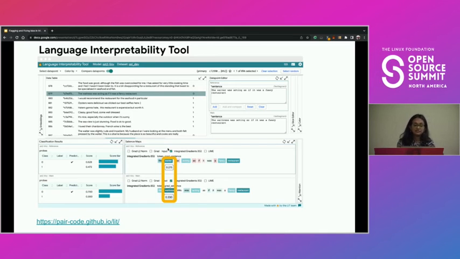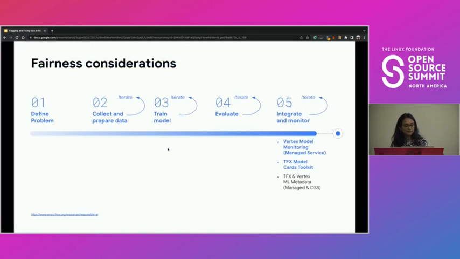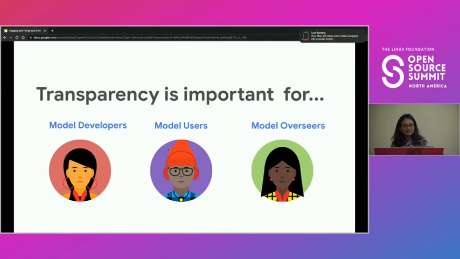Use a language interpretability tool, which is also open source. And once you're done with evaluation, you can essentially use model cards to communicate what your model is doing to the broader audience, not just to model developers. Of course, as coders, we know what the model does and we can read the code, but for the lawmakers and the model users, it might be hard. Transparency and communicating what the model is good at and what the model is bad at is just as important as building the model itself.